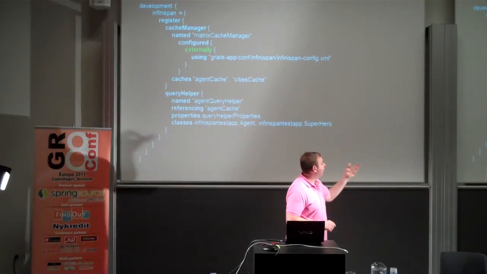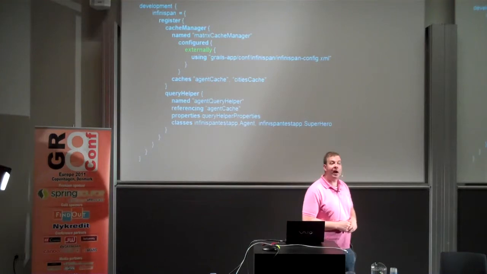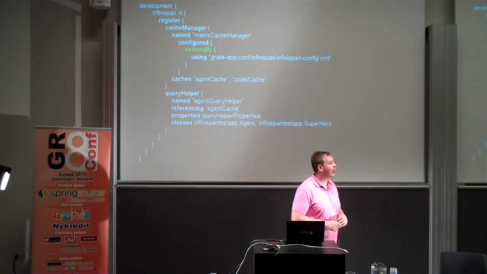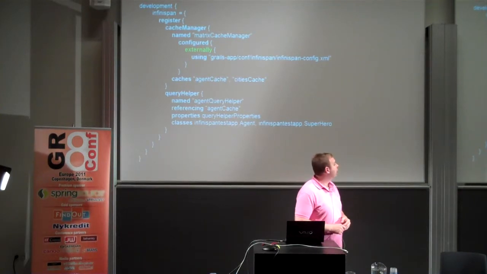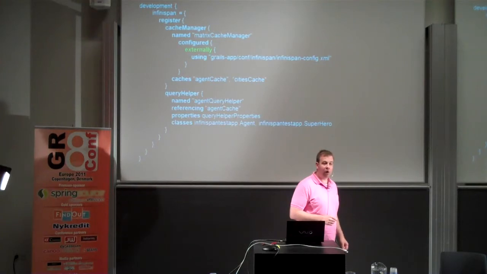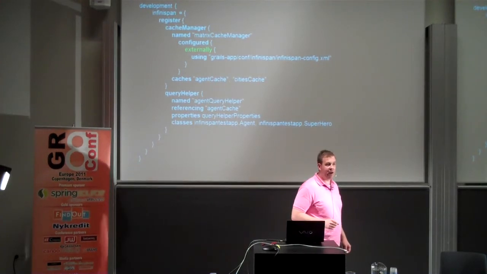Sorry, stepping back. Configured externally, we give it a path to a file, and then we have two caches in this case. We have agent cache and the cities cache. We have a query helper. This is specific to Infinispan 4, and it will go away in Infinispan 5.